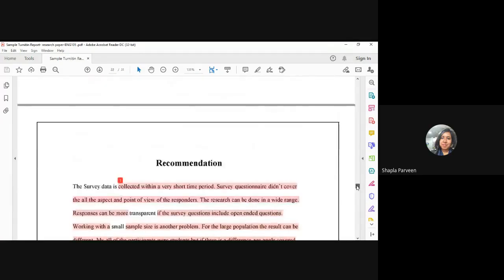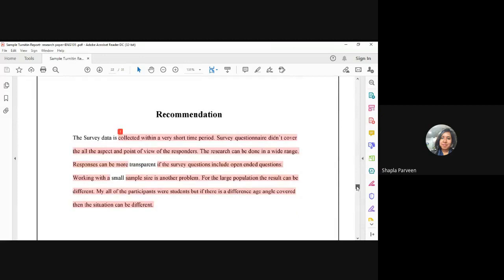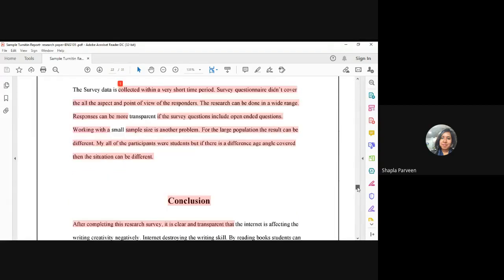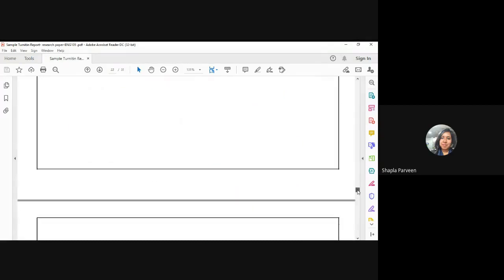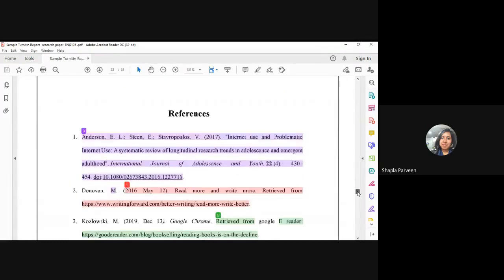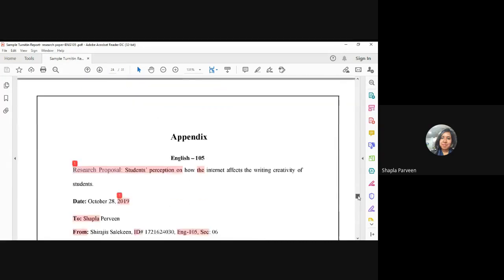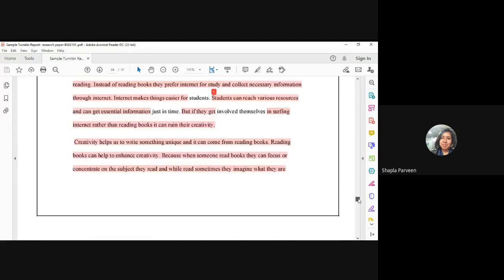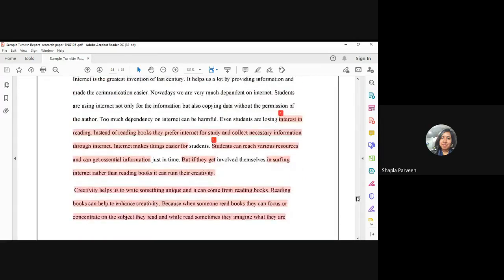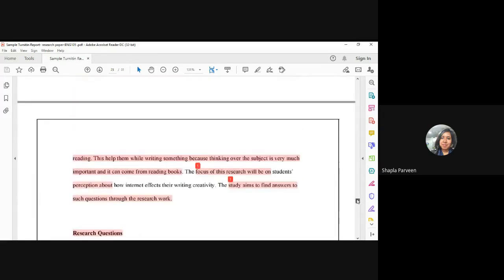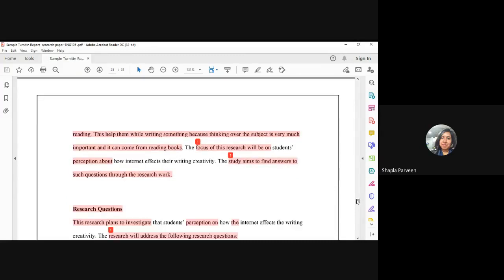So that's good. And then recommendations, this one probably the student had copied from somewhere else. And the conclusion is okay. And then the references are still okay. And then the appendix section, you can see the appendix section can show a lot of similarity because all of you are following the same structure. That's why the appendix section should be submitted separately.